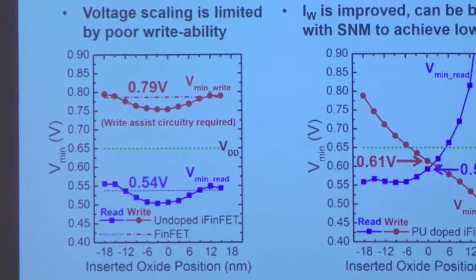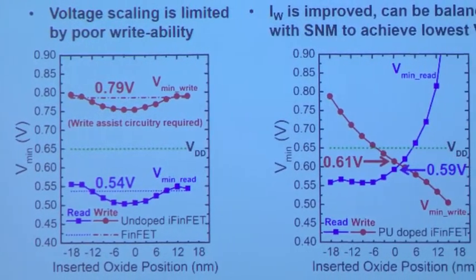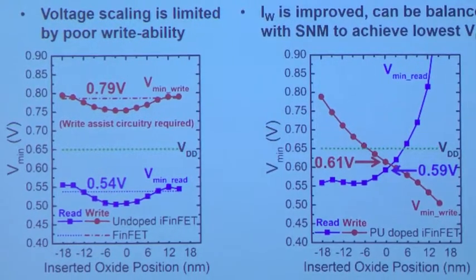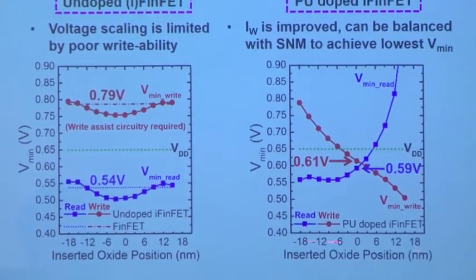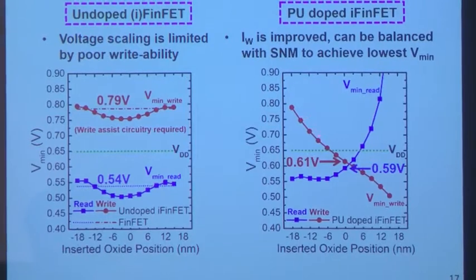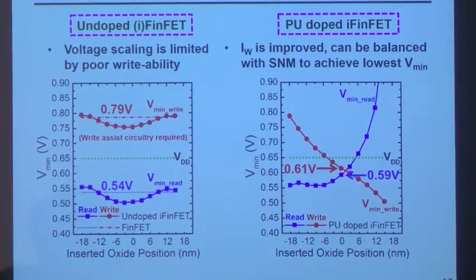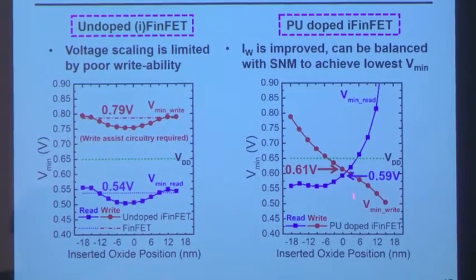Now, if you use the iFinFET and you only dope the pull-up, the P-channel devices, to weaken them to improve writability, depending on the oxide position, as you weaken the PMOS devices, you can actually improve the margin, so you can lower the minimum operating voltage for assuring 6 sigma write yield.